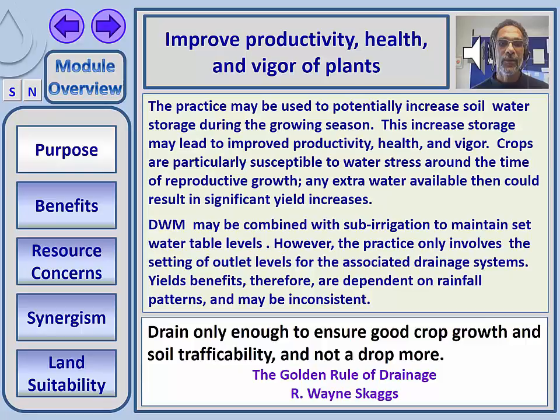Drainage water management may be combined with sub-irrigation to maintain set water table levels. However, the practice only involves the setting of outlet levels for the associated drainage systems. Yield benefits, therefore, are dependent on rainfall patterns and may be inconsistent.